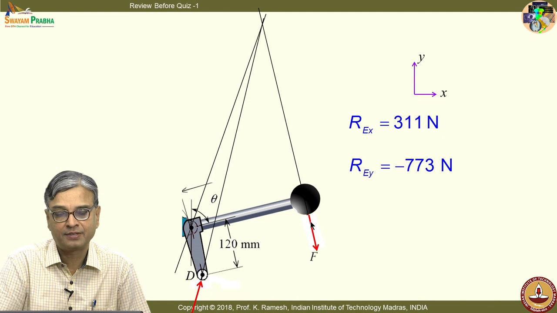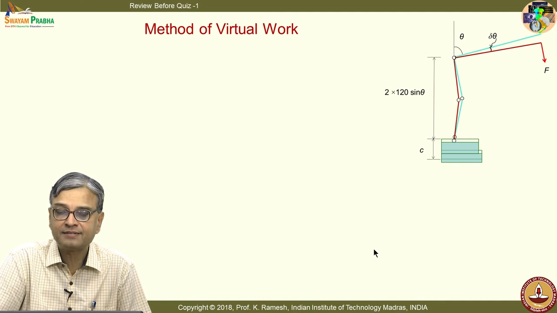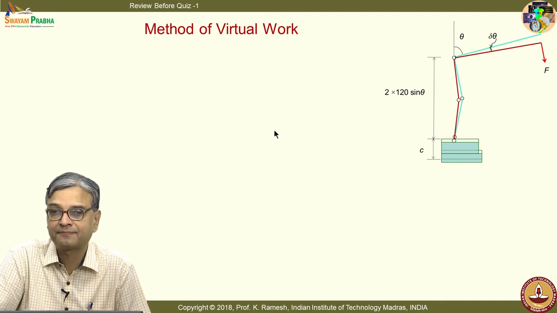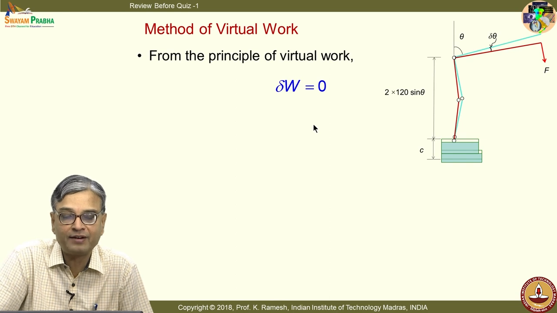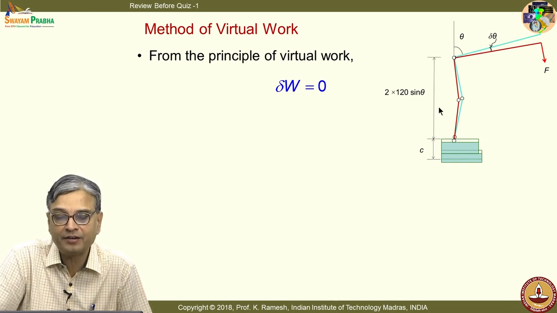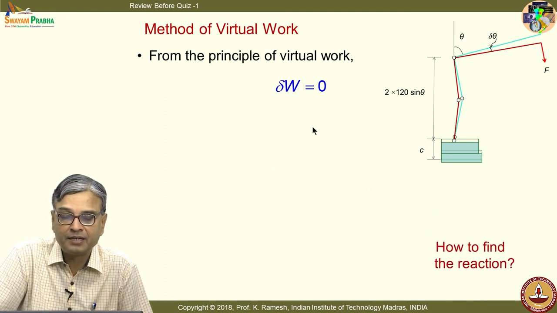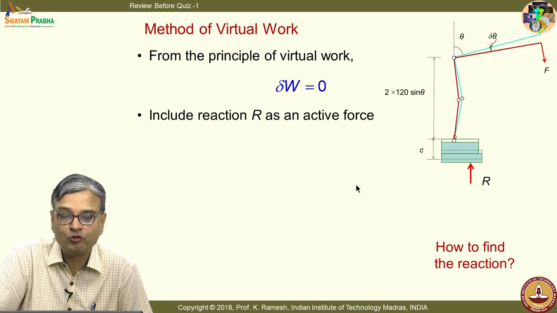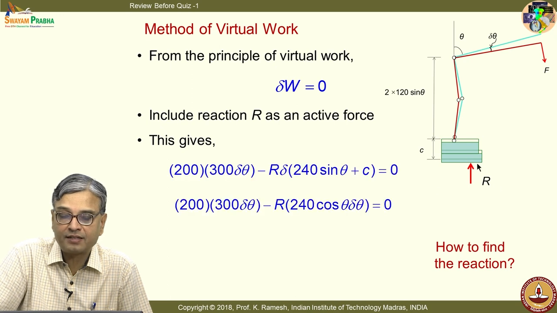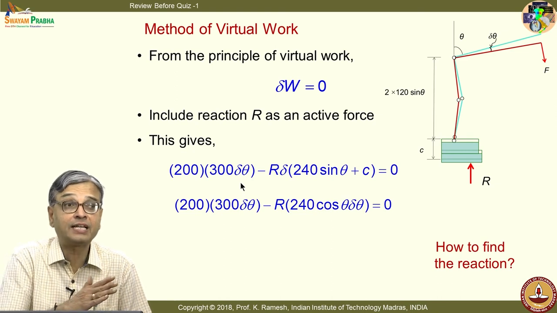Now, we move on to the method of virtual work and simply solve it in no time. You see the power of virtual work. I have delta W equal to 0, I have the geometry, and we have to identify the reaction. So, make that an active force, and you have to look at the work component of this. Here the force and displacement are in opposite directions, so I have negative. Here force and displacement are in the same direction, so I put this as positive, because this is the sign convention we discussed.